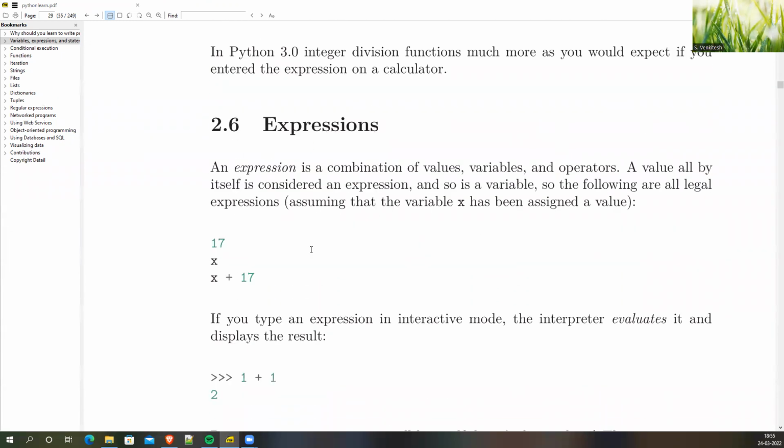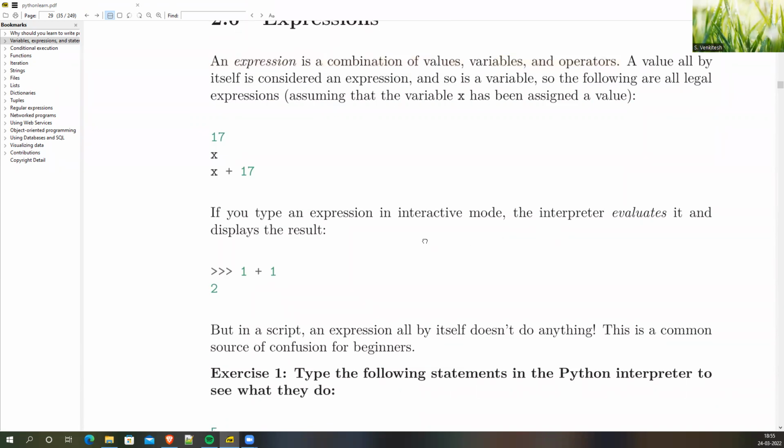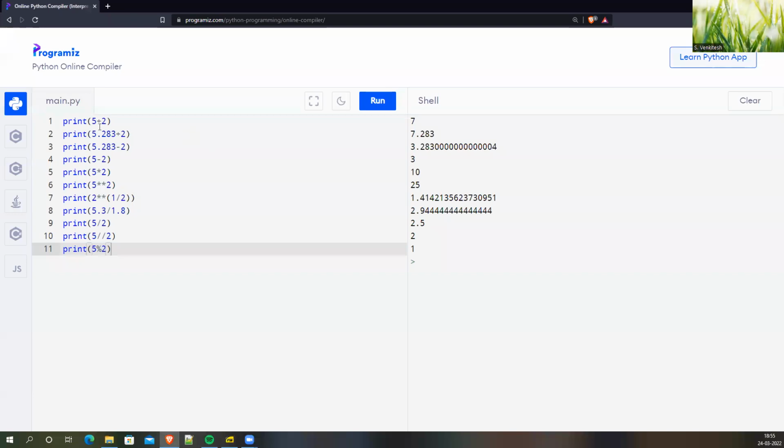Okay. And now whatever we did here, these are all expressions. So expression is nothing new. They are simply combinations of values, variables, and operations. Okay. So there's nothing new here. Everything that we saw just now: 5 plus 2, 5.283 plus 2, 5.283 minus 2, 5 minus 2, 5 into 2, 5 raised to 2, double asterisk, 2 raised to 1 by 2, that is square root of 2, 5.3 by 1.8, 5 by 2, 5 double backslash 2, that is 5 quotiented with 2, right? The quotient when you divide 5 by 2, the remainder when you divide 5 by 2, that is 5 modulo of 2. All of these are expressions.